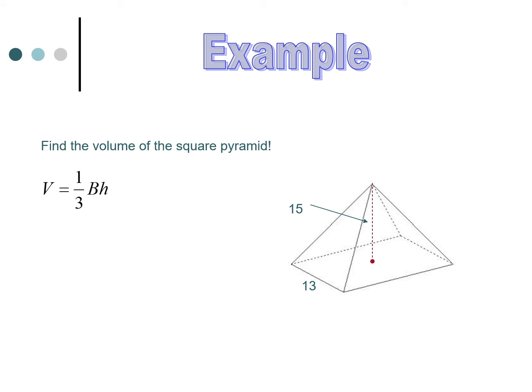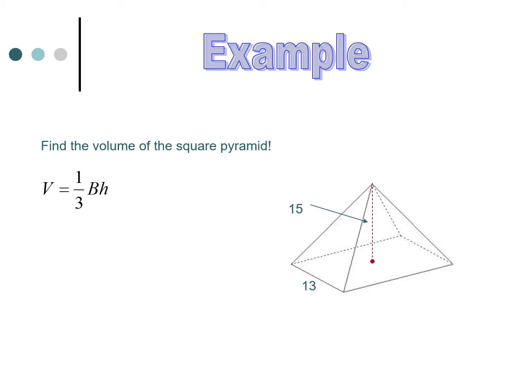Let's start off by doing a pretty simple example. Here is a square pyramid. The base sides are 13 units and the height is 15 units. Let's start off with the formula. Volume equals 1/3 area of the base times the height.